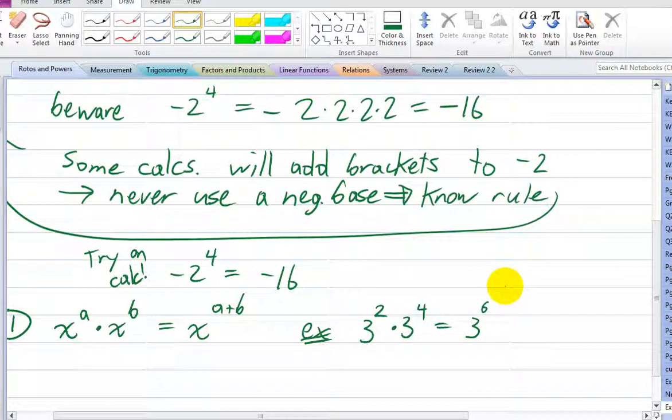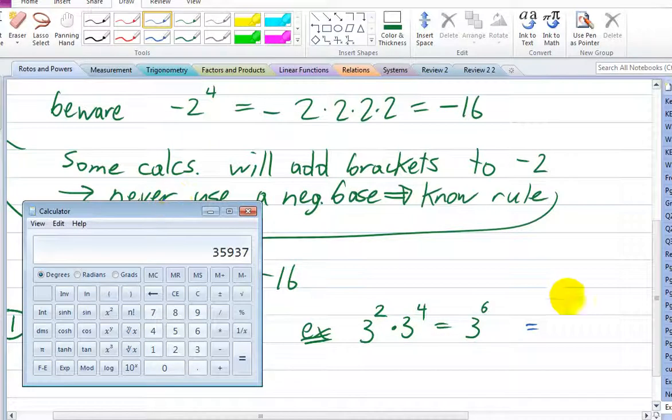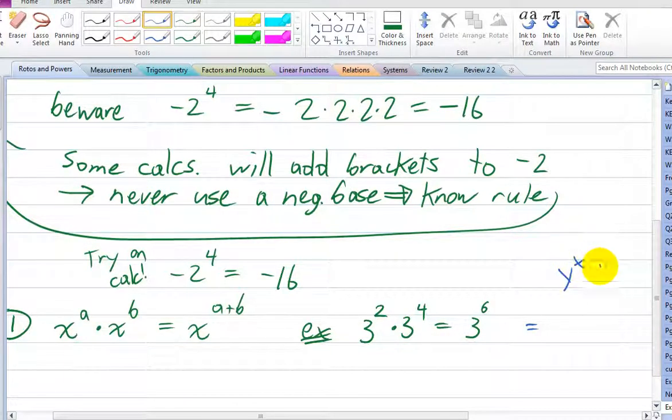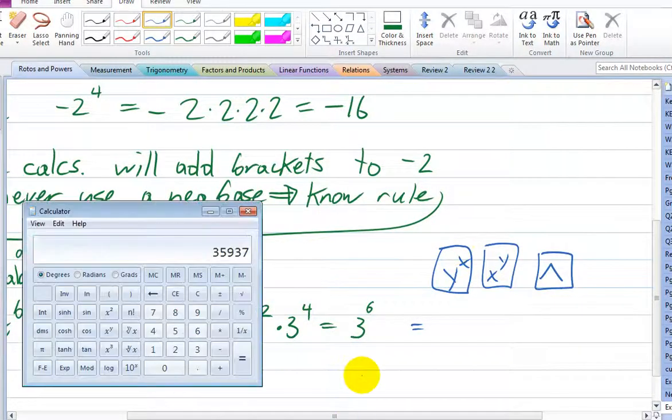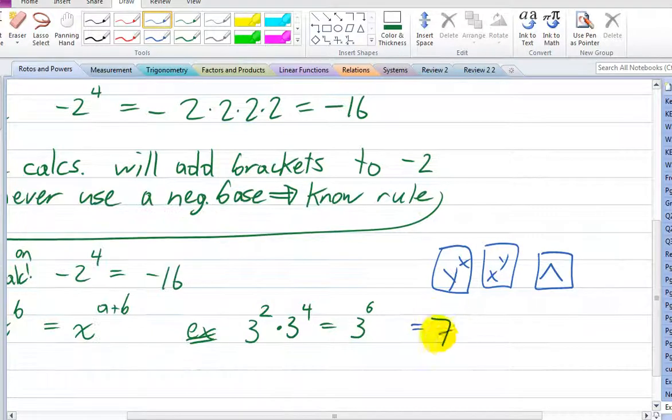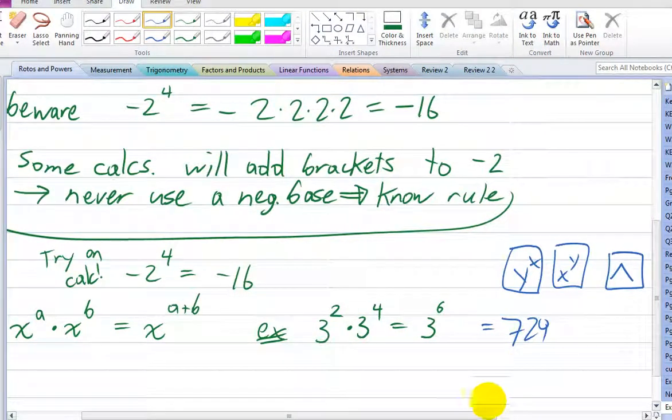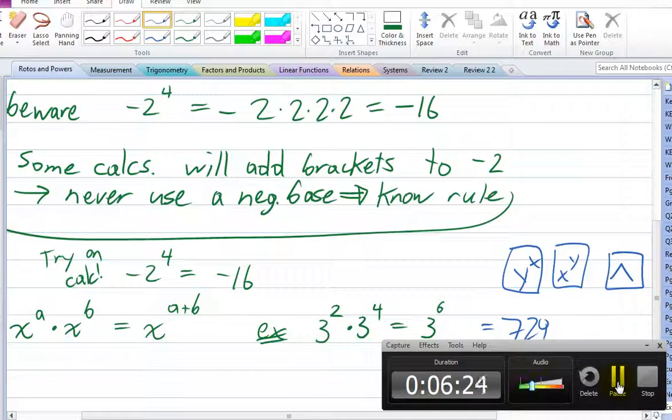Now you can go to your calculator, but we'll do it not right now. Actually, yeah, let's try right now. So what does that equal on your calculator? Some people will be looking for a y to the x or an x to the y button, or a lot of the newer ones, they use the upside down v. Okay, so you just go 3 exponent button 729. Okay. You guys okay? Let's go on then.